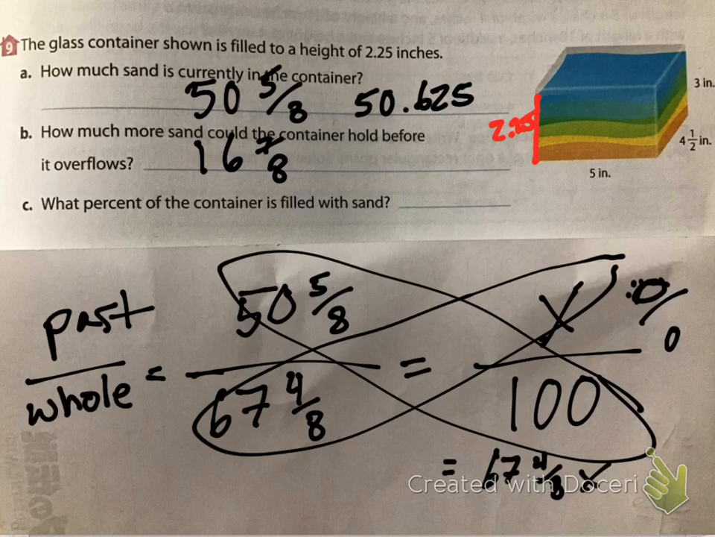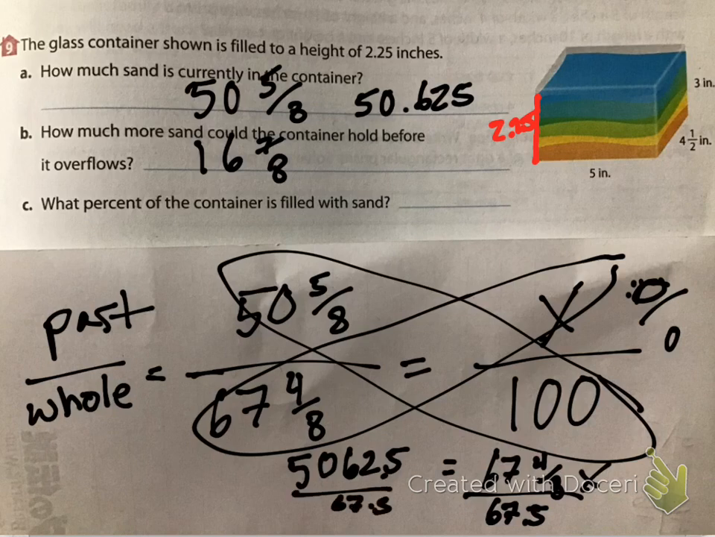X is equal to 5062.5. And then I just divide each side by 67.5. So for my answer, I would get 75%. Perfect. Thank you, everybody.